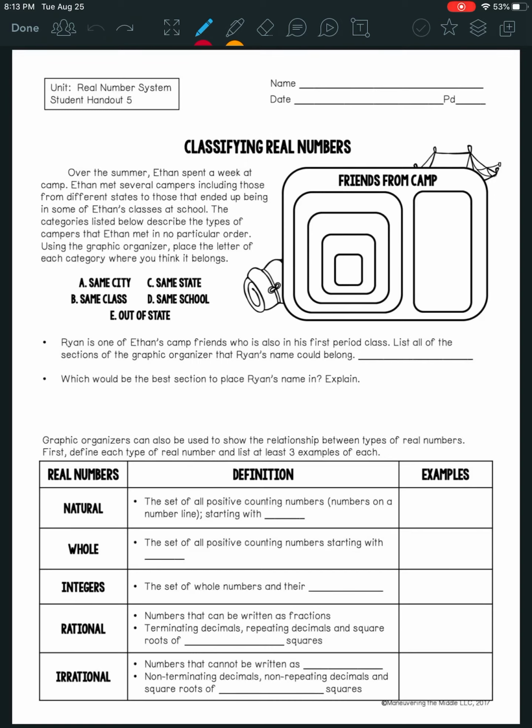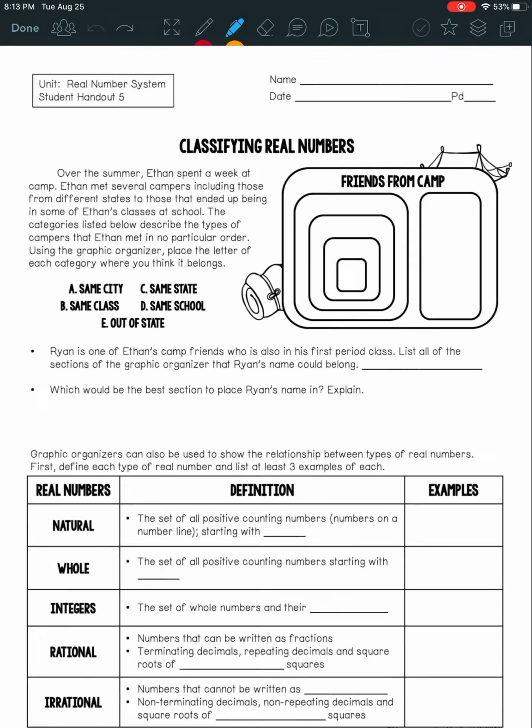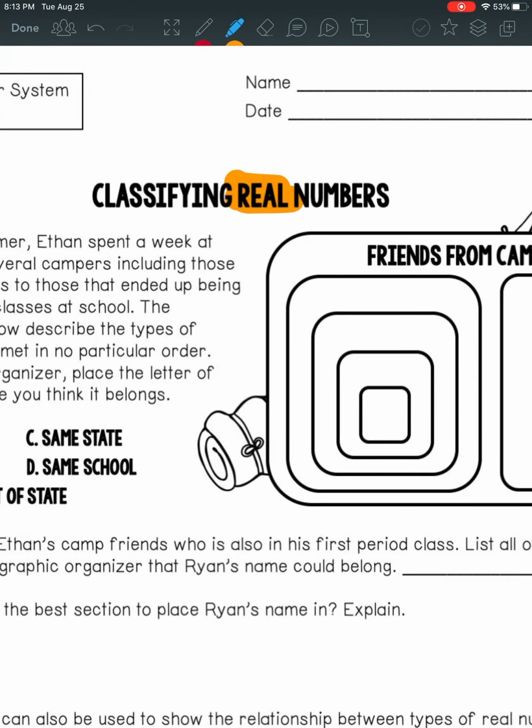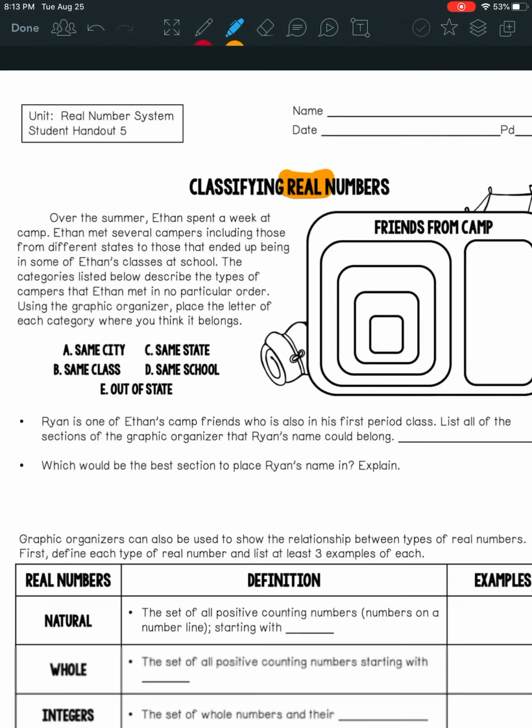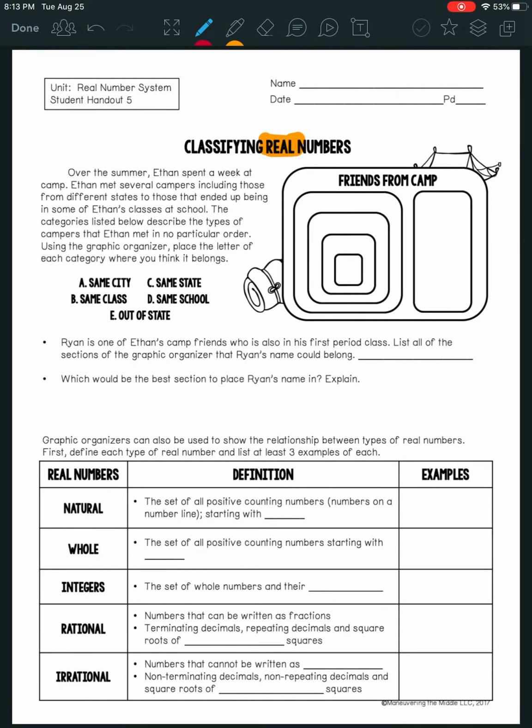Today's lesson is on classifying real numbers. Everything we're going to talk about in algebra, number-wise, are going to be real numbers. There is a set of imaginary numbers, but you talk about those when you get into Algebra 2. So when I say classifying real numbers, that just means all numbers that we're dealing with in algebra class.